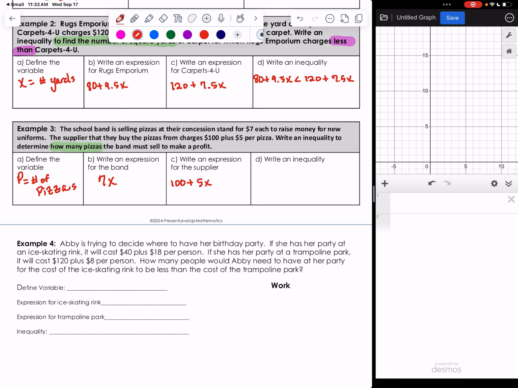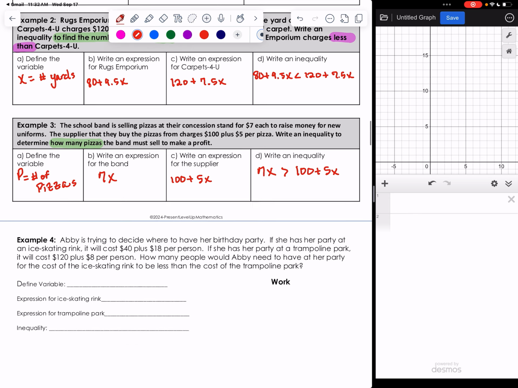In problem D, they want us to write an inequality to determine how many pizzas the band must sell to make a profit. Now, in order to make a profit, the amount you sell must be greater than your costs. So in this problem, this 7x must be greater than the cost to buy those pizzas, 100 plus 5x.